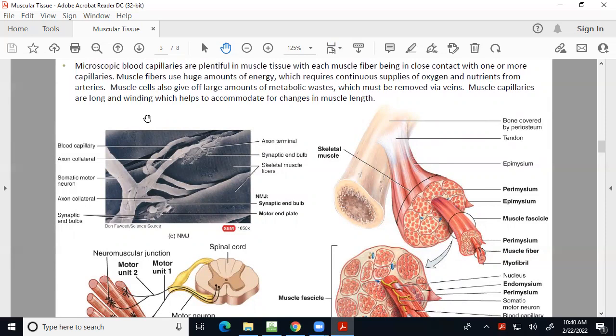Between the arteries and veins are capillaries, which are long, winding blood vessels accommodating changes for muscle length.